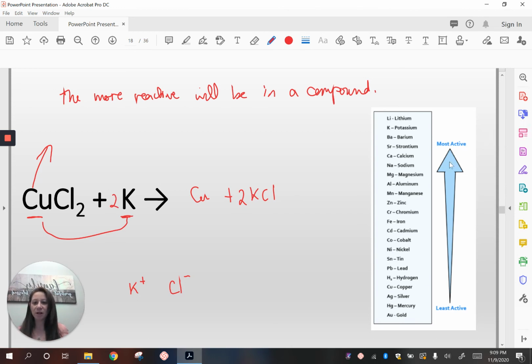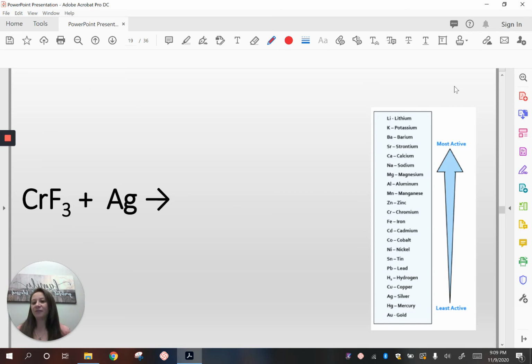Let's try the next one. CrF3 plus Ag. So you look at the element that's by itself and you ask yourself, is it a metal or a non-metal? In this case, it's a metal. So then you compare it with the other metal that's in the compound, which is the chromium. So let's look at chromium and silver. Chromium is right there. Silver is down here. Which one's more reactive? Chromium is more reactive.